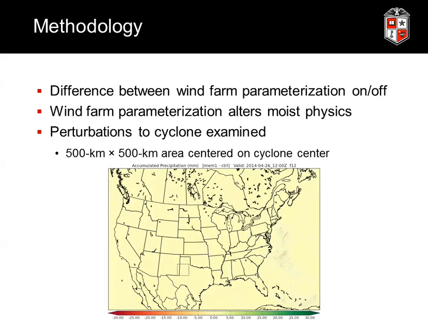So I'll be looking at the difference between the wind farm parameterization being on and off to look at the perturbations that are caused by the wind farm. The wind farm parameterization alters the moist physics in the model, which was discussed in the previous session by Brian Ansell and Christian Auert. So to go away from looking at these possibly unrealistic perturbations caused by the moist physics in the model, I'm looking at the cyclone perturbations that are caused by this wind farm. So this is analysis on a 500 by 500 kilometer box that is centered on the center of the cyclone.